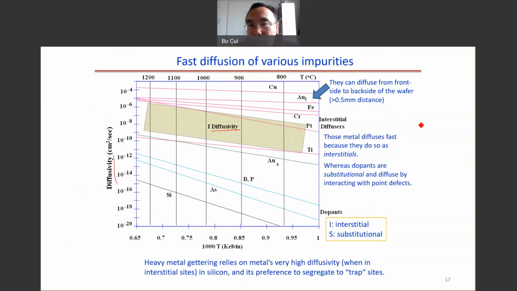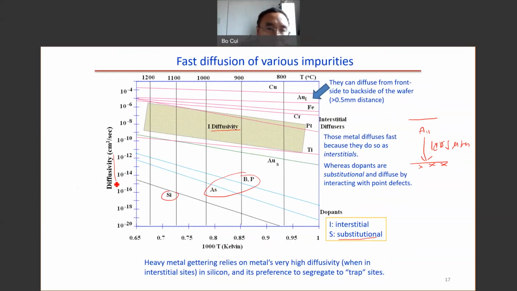So what is the point of this? For example, say we have gold here and we want it to move to the backside of the wafer. We need to move a few hundred micrometers. How do we know whether the gold can move a few hundred micrometers far away? This is given by the diffusivity. You can see silicon has low diffusivity, so that's good. We want silicon to be fixed. Those dopants are all substitutional.